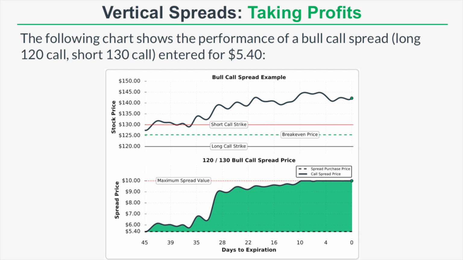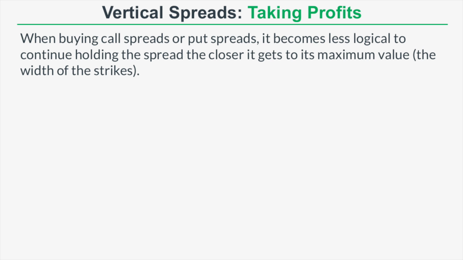So if the spread's value gets to $9, you can only make another $100 on the trade, but you can lose the entry price of $540 plus the $360 in profits that you currently have, which means you can lose $900 and you only have $100 left to make. So when you're trading vertical spreads, the further the spread moves in your favor in terms of price, the more logical it is to take the trade off for a profit because the risk to reward of continuing to hold that spread swings against you. When buying call spreads or put spreads, it becomes less logical to continue holding the spread the closer it gets to its maximum value.